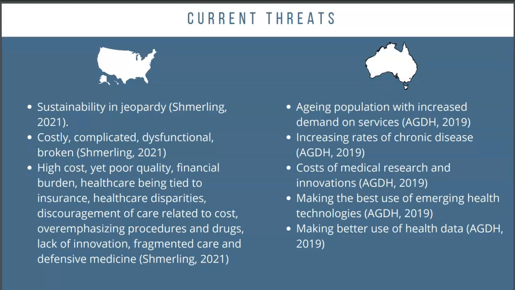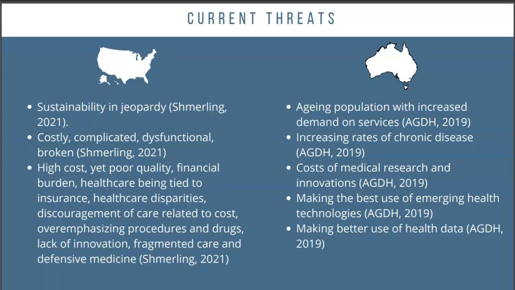The sustainability of the U.S. healthcare system is in jeopardy. The current healthcare system in the U.S. is described as costly, complicated, dysfunctional, and broken, with current threats to the U.S. healthcare system including high cost with poor quality, financial burdens, healthcare being tied to insurance, healthcare disparities, discouragement of care related to cost, overemphasizing procedures and drugs, lack of innovation, fragmented care, and defensive medicine.